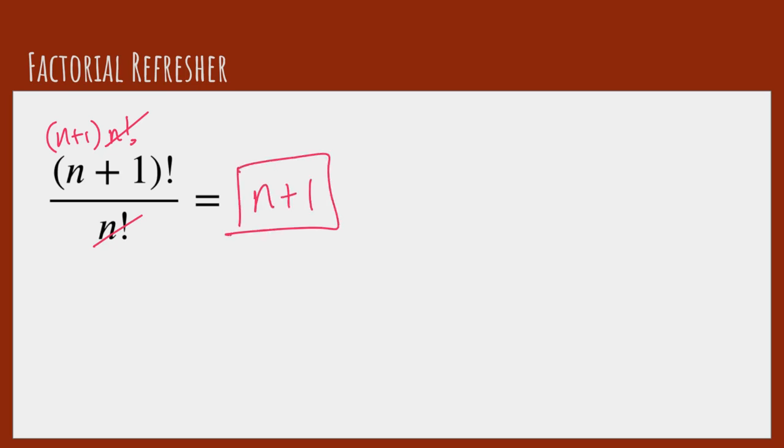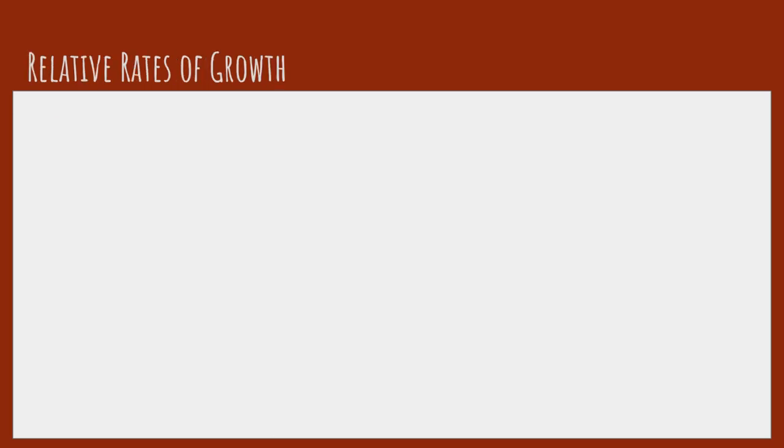Being able to simplify expressions that have factorials in numerators and denominators is going to make things a lot easier for us. So I also want to refresh relative rates of growth. We've talked about with limits what I call dominance, what's going to dominate the numerator or denominator of a fraction in a limit. So if you remember, I'm going to write types of functions from slowest to fastest growing.